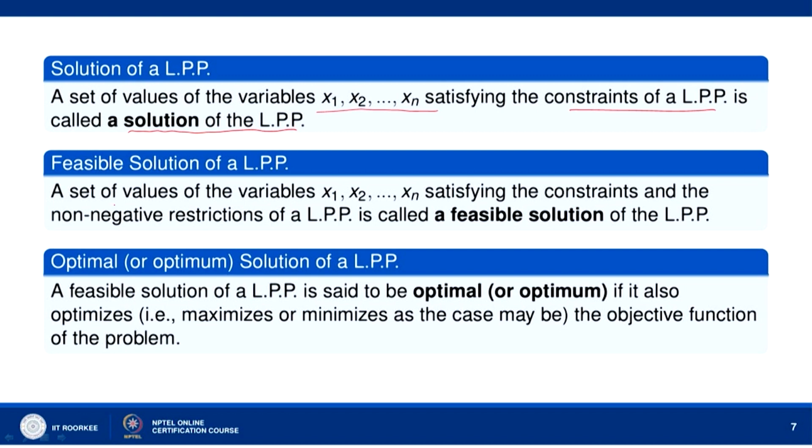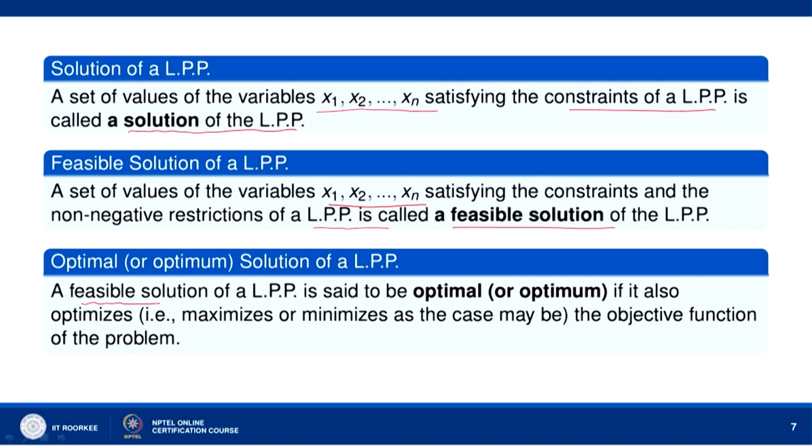Okay. So, a set of values of the variables x1, x2, ..., xn satisfying the constraints and non-negative restrictions of a linear programming problem is called a feasible solution of the linear programming problem. So, the set of values of the variables x1, x2, ..., xn which satisfy all the constraints and also the non-negative restrictions, that is x1, x2, ..., xn are all non-negative, will be called a feasible solution of the linear programming problem.